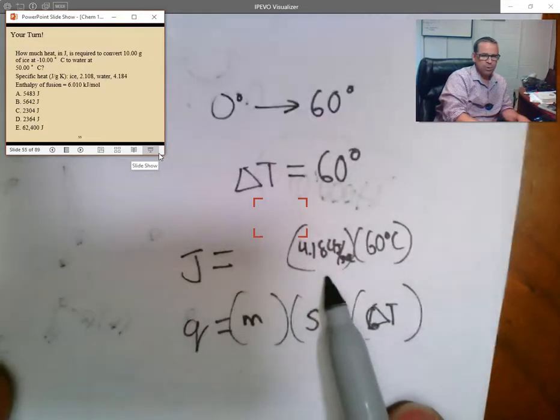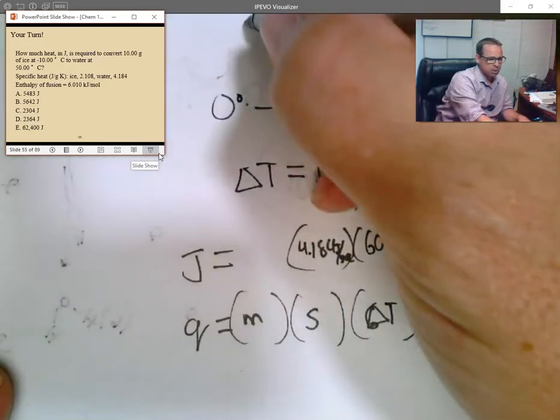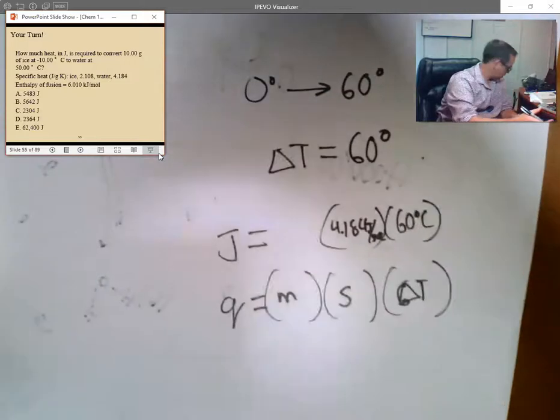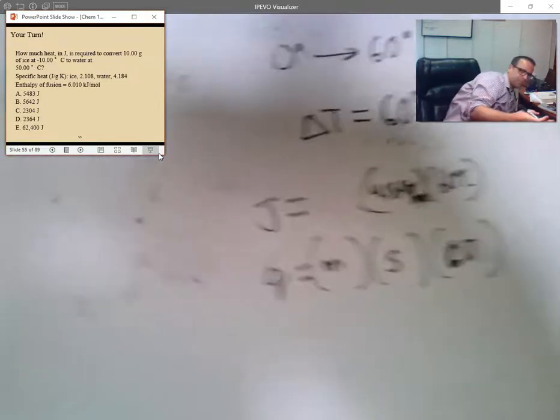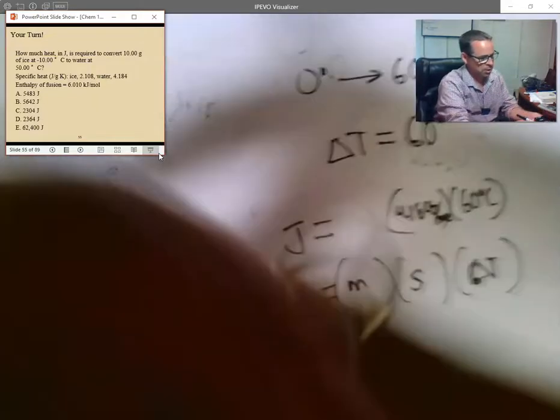4.184 joules for every gram degrees Celsius, and I know I'm going to change it 60 degrees Celsius. How many grams am I talking about here, Taewon? 10 grams. Very good, 10 grams.